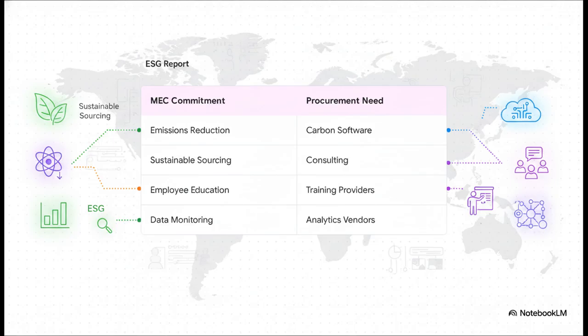An emissions reduction commitment equals a need for carbon software. Sustainable sourcing means they need consulting. Employee education means they're hunting for training providers. And data monitoring? They're going to buy analytics platforms. You would never, ever see these lucrative opportunities just by looking at their NAICS code. You only see them because you use the ESG report as an advanced diagnostic tool.